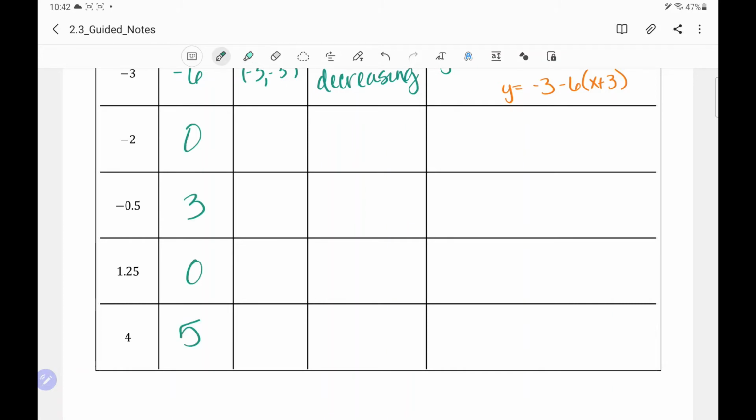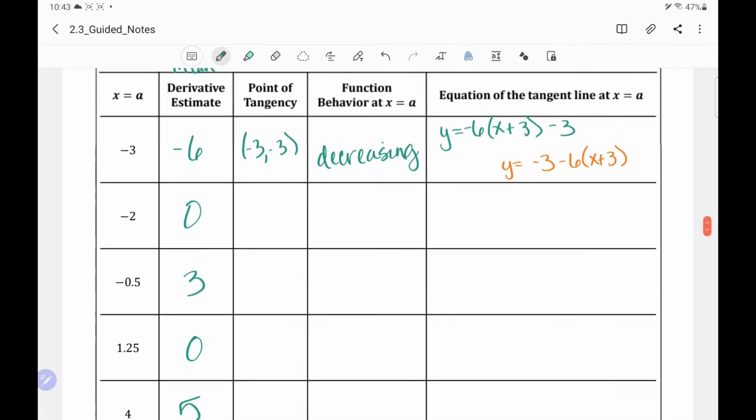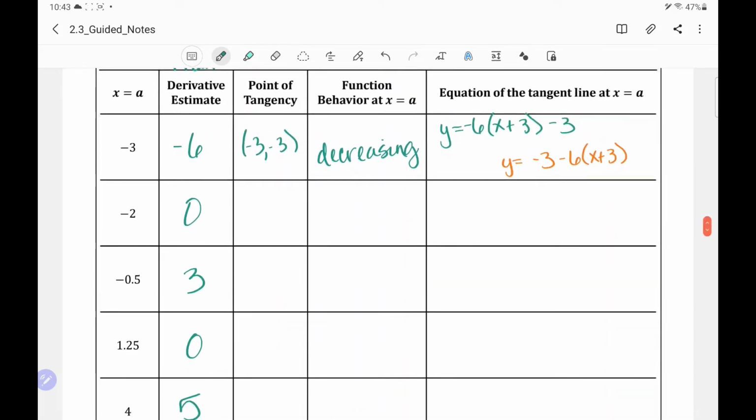Here we go. Here's what I got by estimating, drawing the line for each point that they asked us for, each x value. I drew the tangent line, and so that's what I got. This is subjective. If yours is close, if yours is a little bit off, you can change it or you can leave it. Now, please continue to do the point of tangency, the function behavior, and the equation of the line. I'm about to give you the second one, so pause and make sure you've done it before you look at your answer. Okay, there's the second one.